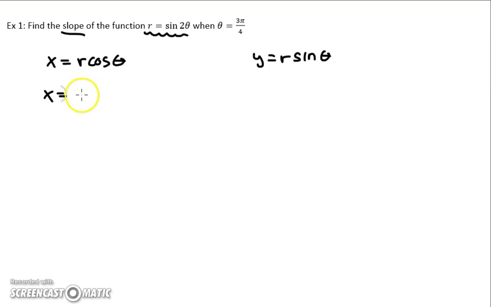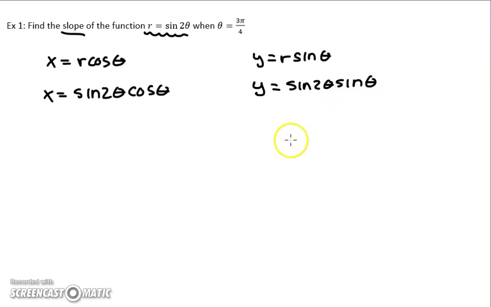So x equals sine of 2 theta cosine theta, and y is going to be equal to sine of 2 theta sine theta. Now, we can't make this sine squared because this is a 2 theta and this is just a regular theta. So this is that product rule that I told you is going to happen every time. So r is sine of 2 theta.